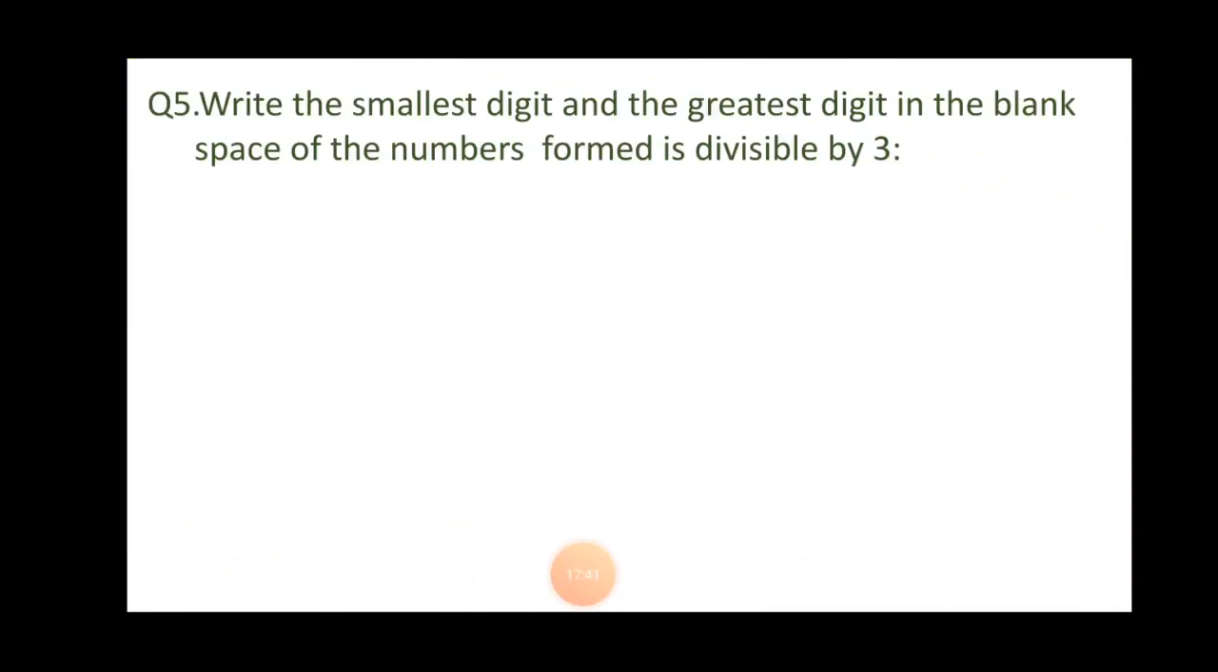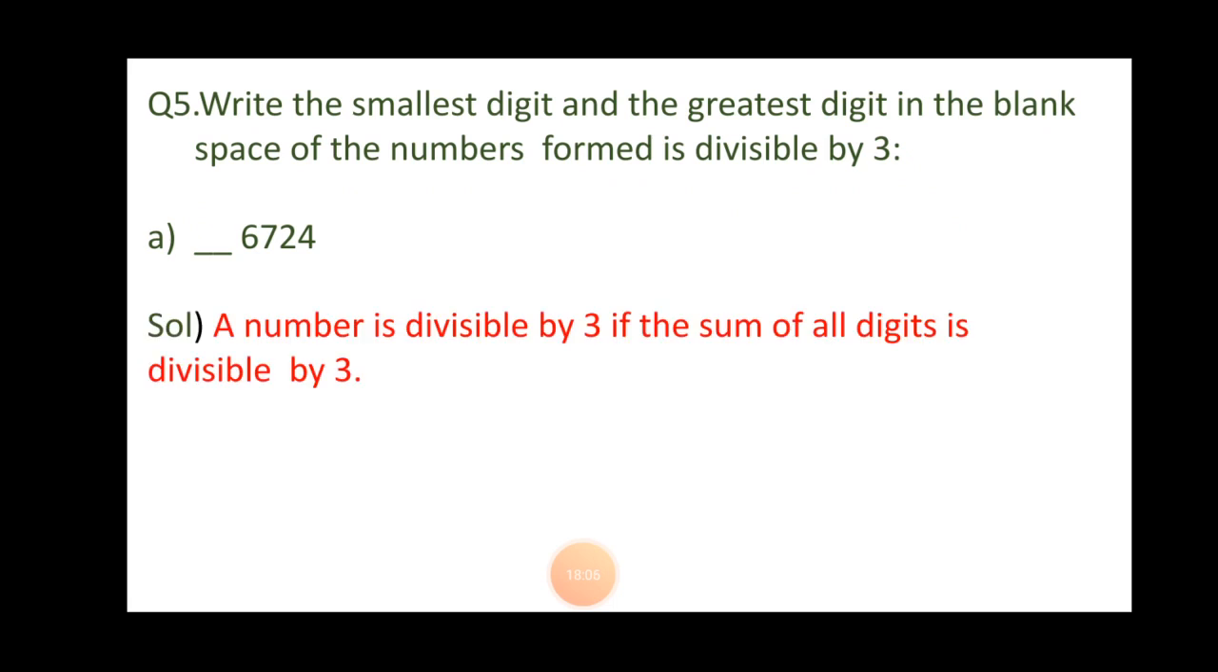Now come to question number 5. Here we need to write the smallest digit and the greatest digit in the blank given, so that the number formed is divisible by 3. So children, the question is, first we have a blank and then the next digits as 6, 7, 2, 4. To check the divisibility by 3, what do we do? We must get the sum of all its digits first of all.